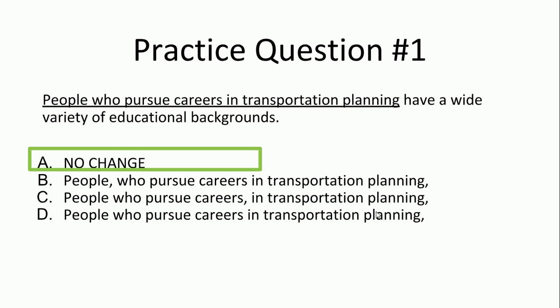Okay, so what are we trying to do here? Maybe we're trying to separate independent and dependent clauses, but the second thing, have a wide variety, that's not even a dependent clause. That's just a fragment of a sentence. That doesn't work at all. So none of these conform to the 4 acceptable usages of commas. They're all wrong, and A is just fine.